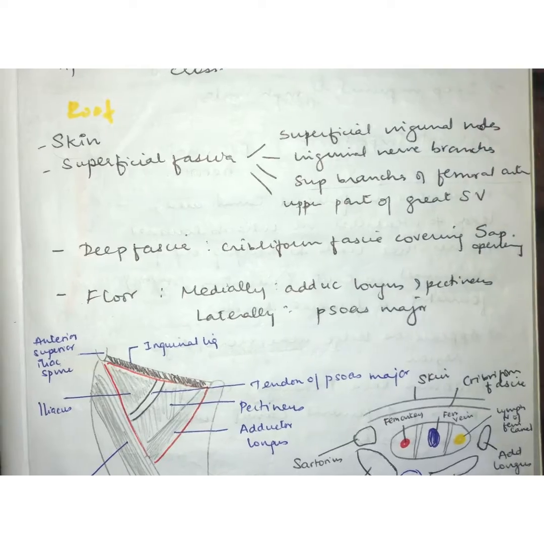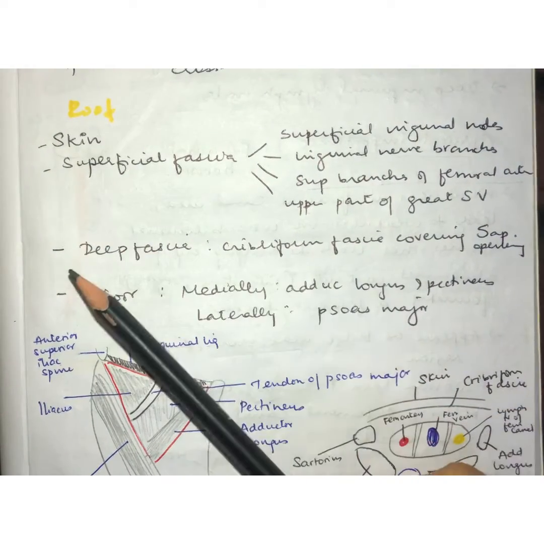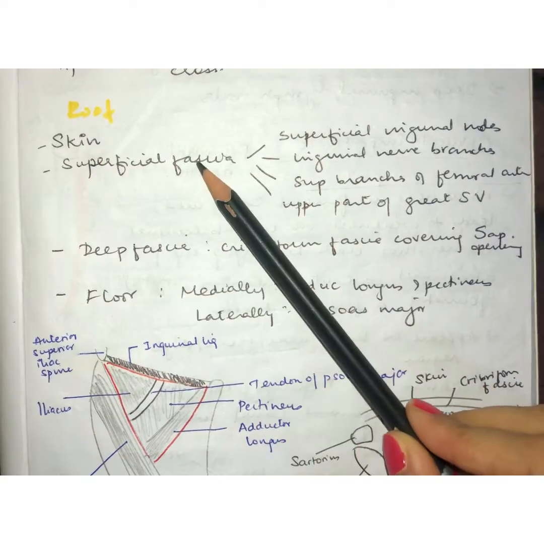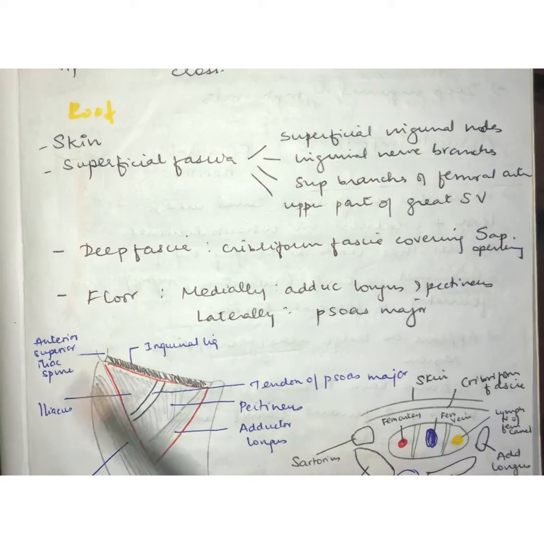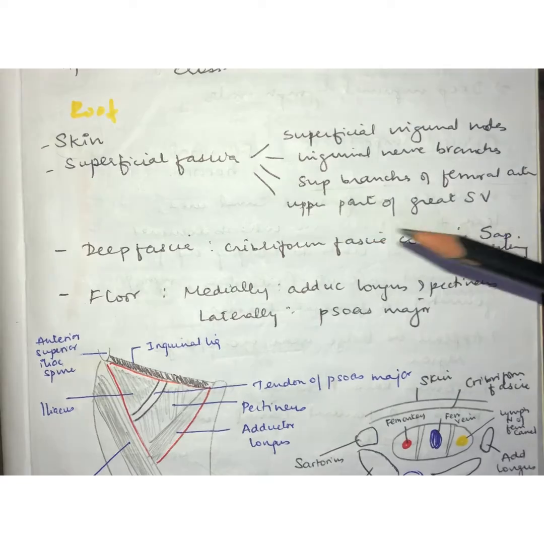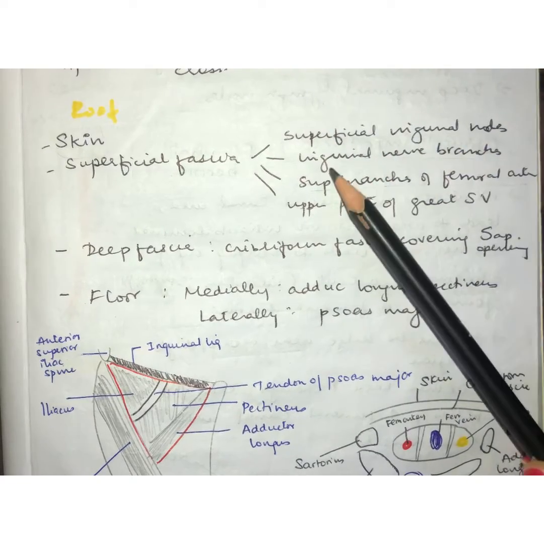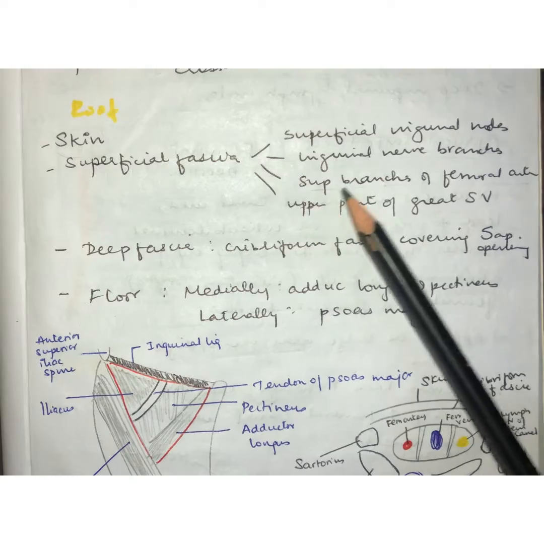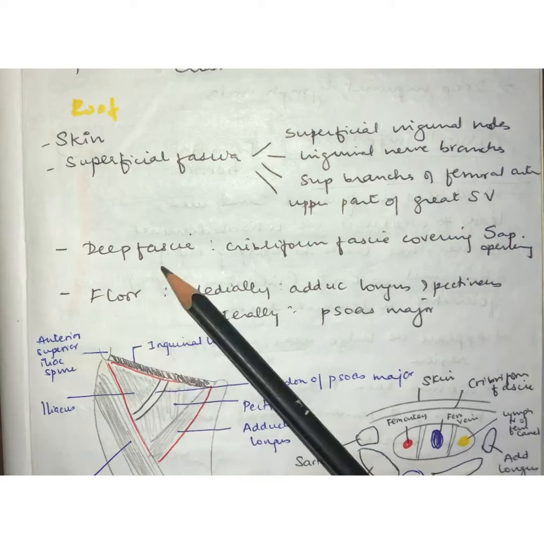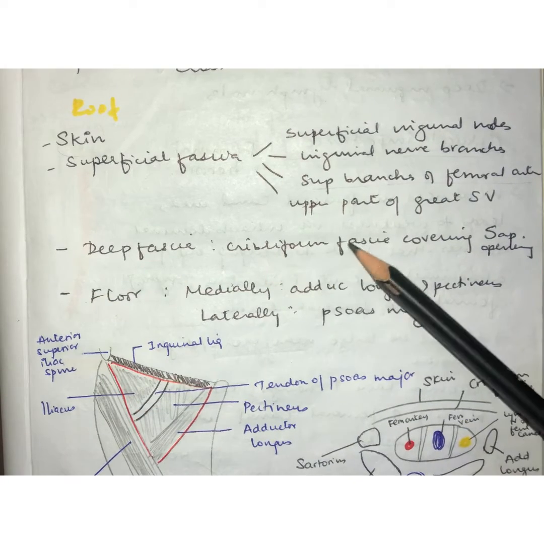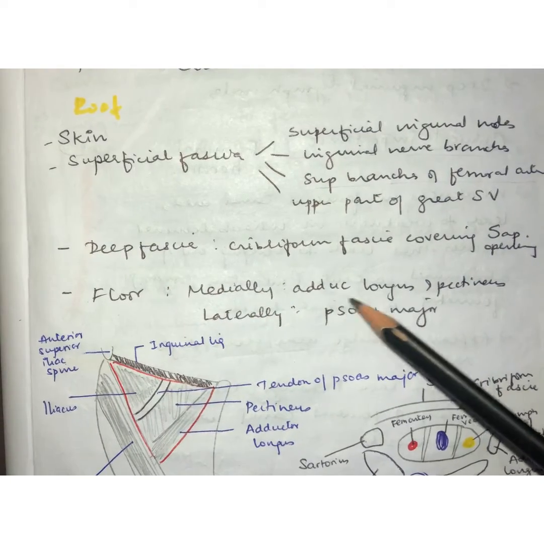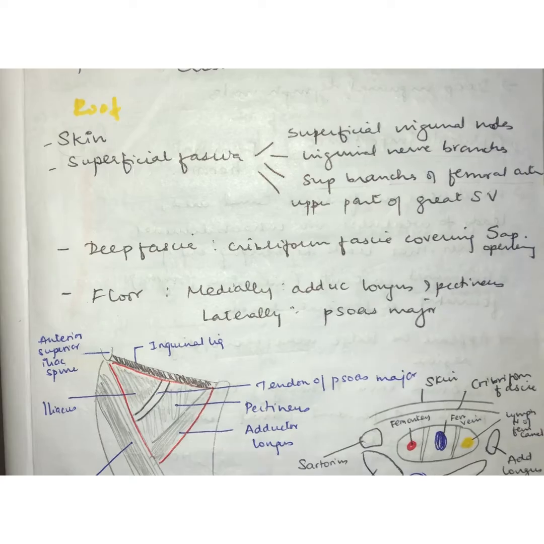The roof is formed by the skin, superficial fascia, deep fascia, and the floor. The skin is the outermost, followed by superficial fascia, deep fascia, and the last is the floor. So the superficial fascia includes these things, that is the superficial inguinal nodes, inguinal nerve branches, superficial branches of femoral artery, upper part of great saphenous vein. The deep fascia includes the cribriform fascia covering the saphenous opening, and the floor medially by the adductor longus and the pectineus, and laterally by the psoas major.